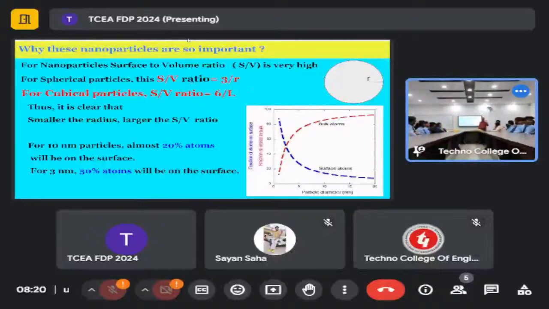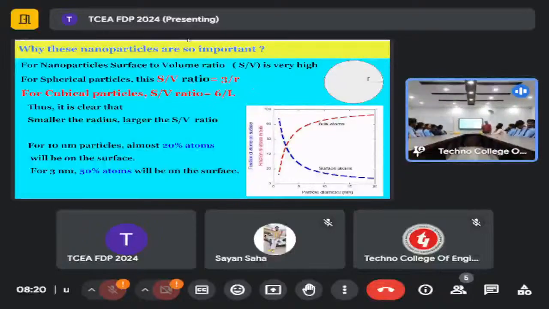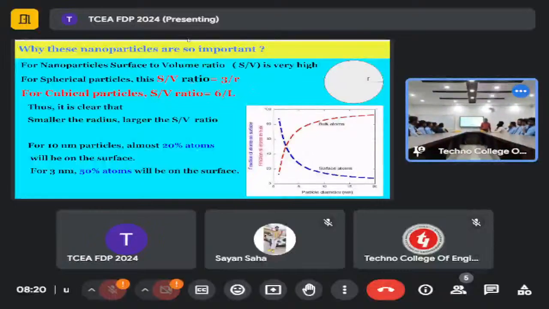Very high. Similarly, for a cube, the surface to volume ratio is 6 by L. So if you reduce the length, the surface to volume ratio will be high. Okay. So if the surface to volume ratio increases, in the case of a nanoparticle, most of the atoms will be on the surface of the nanoparticles.